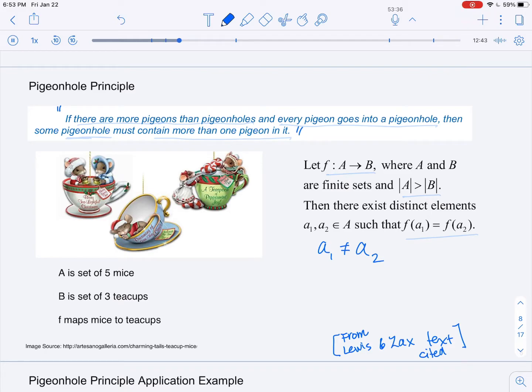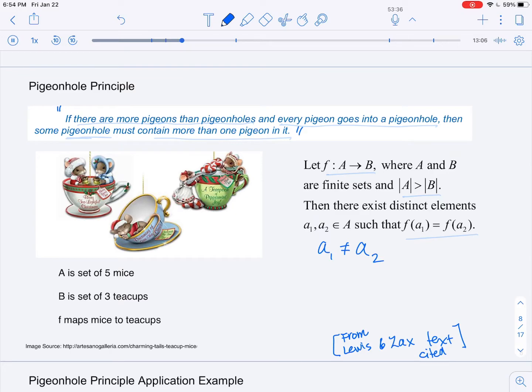But you might also be wondering, how do we know this is going to happen? Well, we'll get to the proof of this a little bit later. But for now, let's just understand what it's saying. It's not saying anything about none of the teacups being empty. It's not saying that everything in the set B has to have something mapping to it.